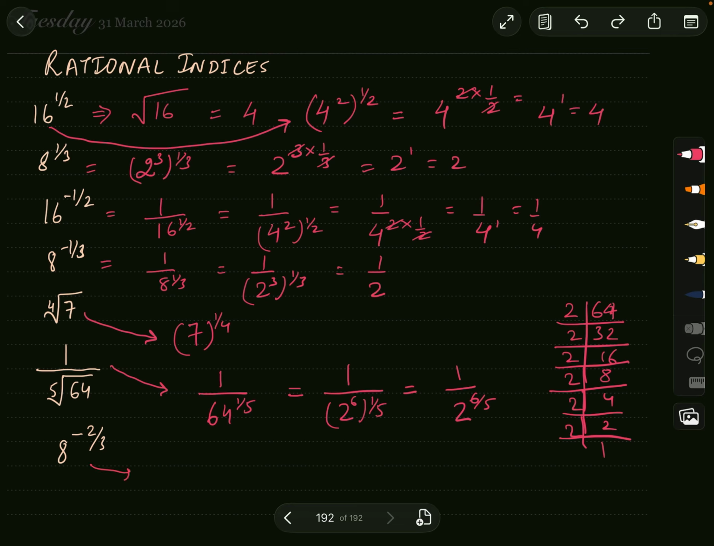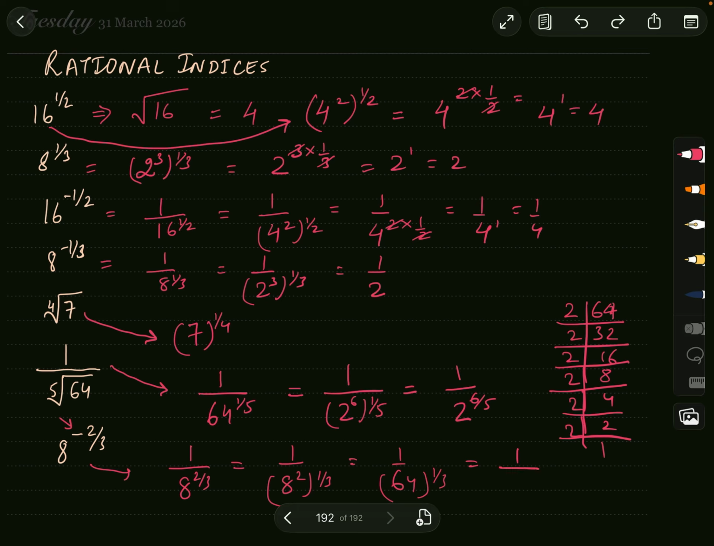Lastly, we have 1 over 8 to the power of 2/3, because it's a negative power. So this can be written as 1 upon 8 squared to the power of 1/3. So you can write this as 1 upon 64 to the power of 1/3. If you don't want to write it that way, the other way around, we can solve it further.